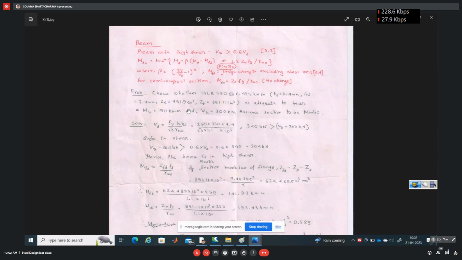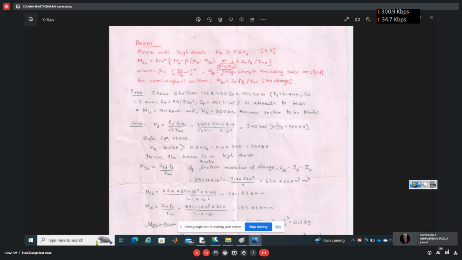So then the problem is: check whether ISLB 350, with the thickness of flange, web, etc. given, is adequate to bear a moment of this and simultaneously a shear of this. Assume section to be plastic. You note that it is high shear or low shear, it is not on the beam. Beam cannot be under high shear or low shear. It is on the section, whether the section is under high shear or low shear.